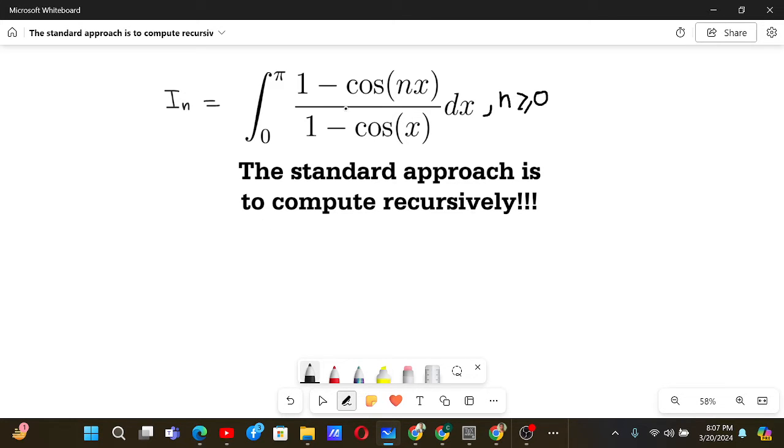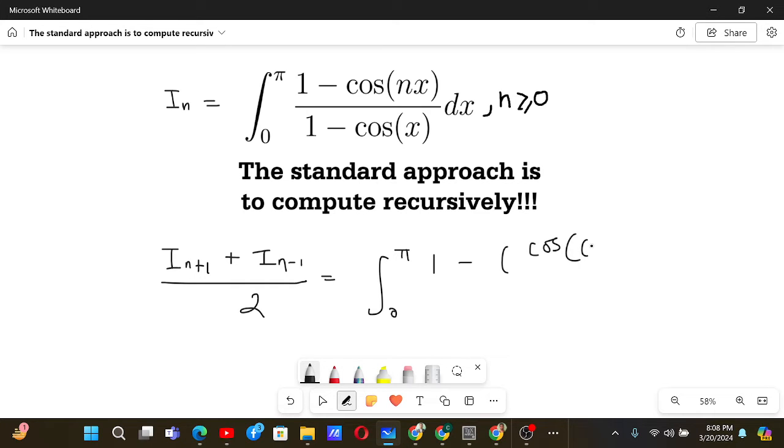Now, one of the approaches can be to take the sum of I of n plus 1 and I of n minus 1 and take their average, because if we do this, here will be cos (n plus 1)x and cos (n minus 1)x, their sum, and their sum can be changed to a product, which eventually gets to the same form. So let's see how. If I add these two, I basically will have the integral from 0 to pi of 1 minus cos (n plus 1)x plus cos (n minus 1)x by 2.